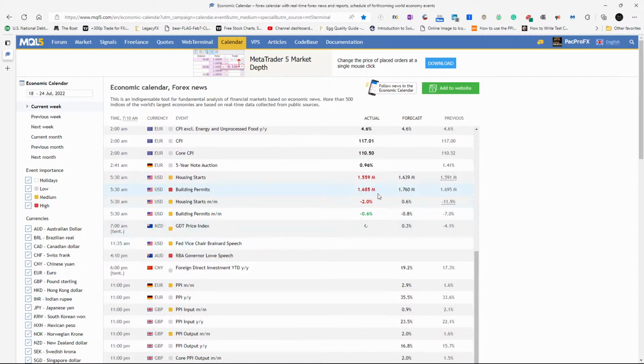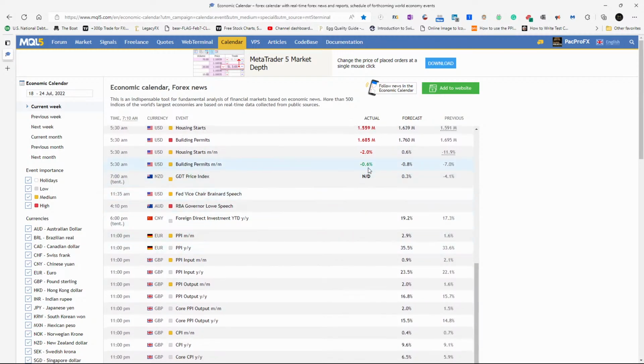Building permits, USD building permits, lower than expected. Housing starts lower than expected. Okay, so the housing market is starting to get hit. Building permits lower too. So that's not going to be a good day on the stock market. You see all this happening.